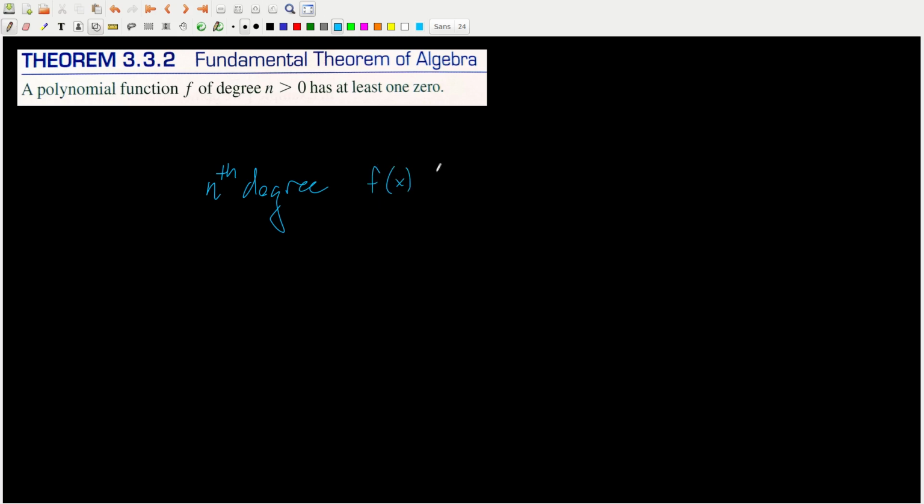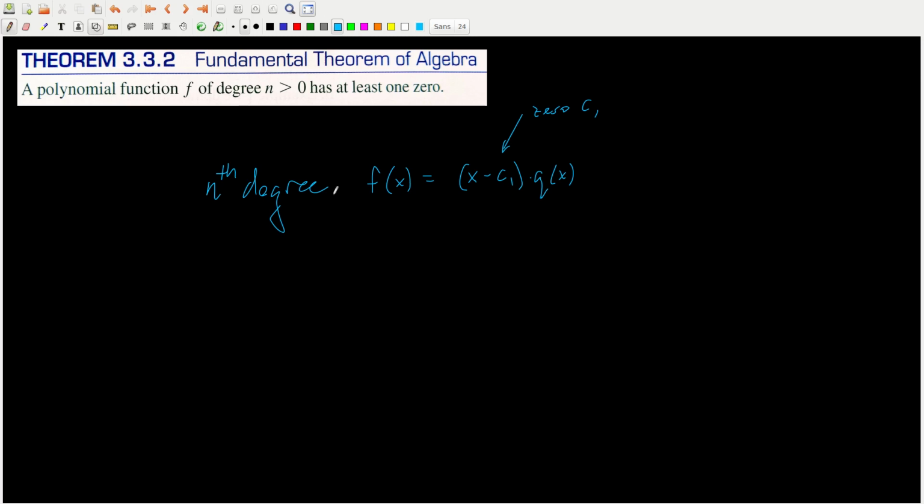Well, if it has a 0, let's call it the first 0, then by the factor theorem, it has a factor corresponding to that 0. So the factor theorem says that if C1 is a 0, then x minus C1 is a factor. We can do the long division to get what's left.